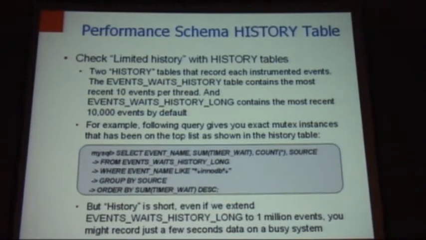If you want to look at the history, the performance schema does give you a so-called limited history. And it's a very detailed limited history. So there are two history tables that record each instrumented event. One is the event wait history, which contains about 10 events per thread. And the other contains a bit more, about 10,000 events by default.